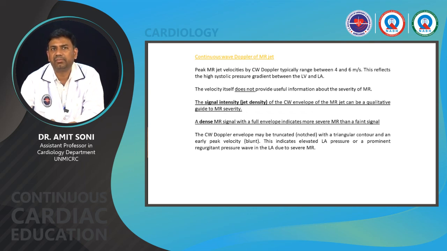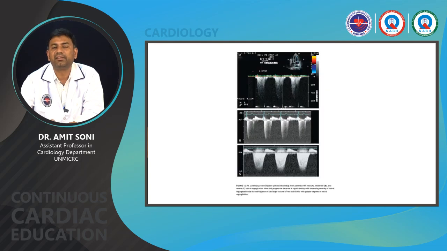The continuous wave Doppler envelope may be truncated with a triangular contour and an early peak velocity. This indicates an elevated LA pressure and a prominent regurgitant pressure wave in the LA during severe mitral regurgitation. So we can see the faint envelope and a dense envelope. The last one shows a severe mitral regurgitation.